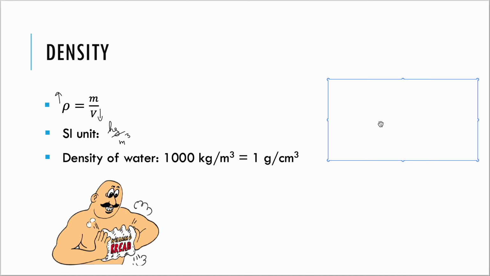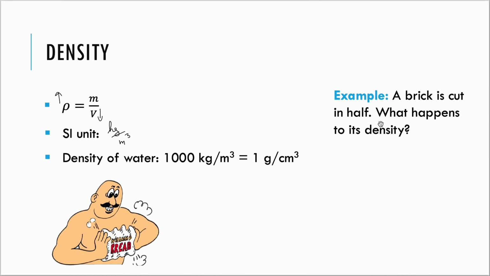Let's do another example. A brick is cut in half. What happens to its density? Keep in mind that this is not the same thing that happened over here. If a brick is cut in half, its density is not going to change, because if you think about it, the density of the brick is mass per volume.